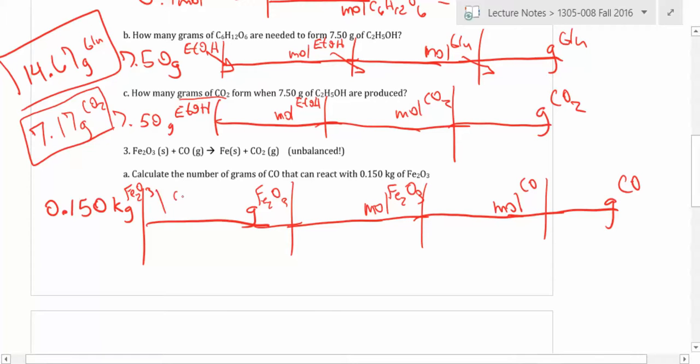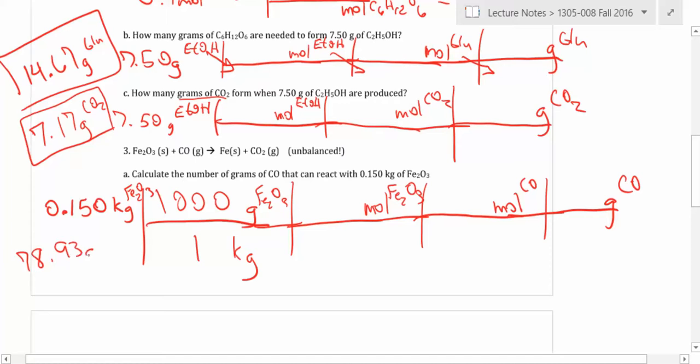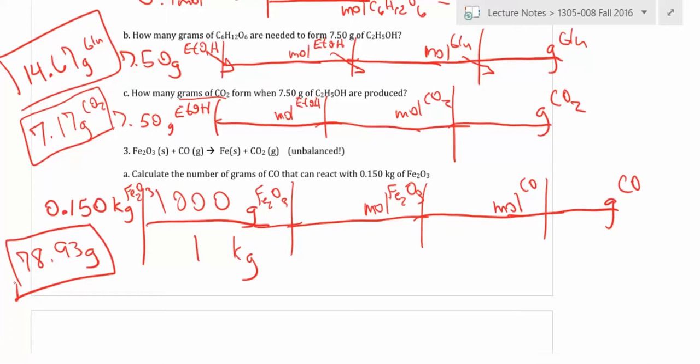Good. 1,000 grams for every 1 kilogram. That's right. Nope, that's right. Okay? So what did you guys find for that? 78.93 grams. Is that what you got? 7.5? Close enough. That's probably just a difference in how you calculated your Fe2O3 or something. That's close enough. Good. Okay.